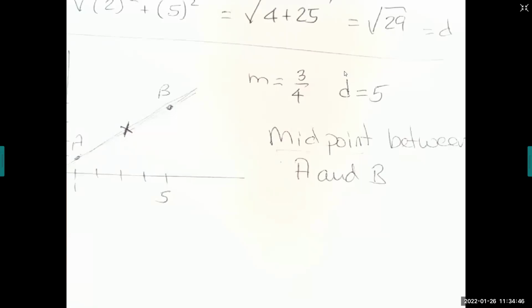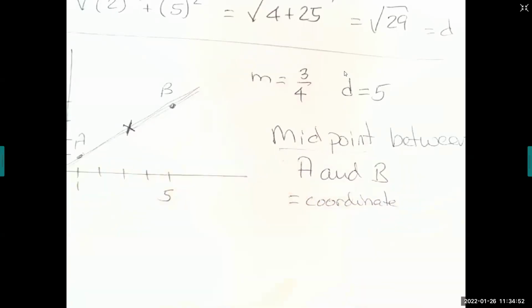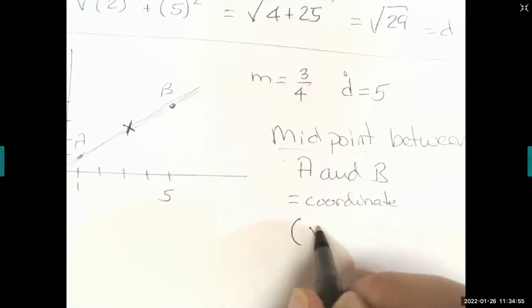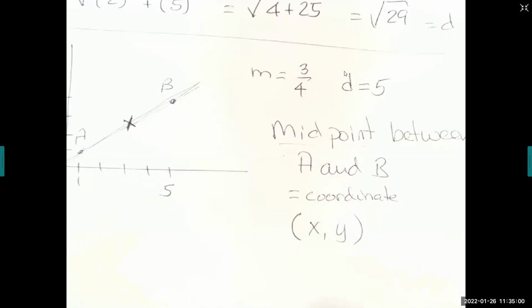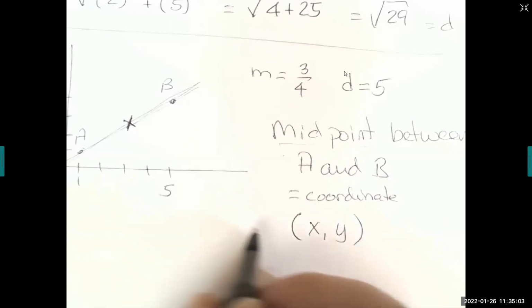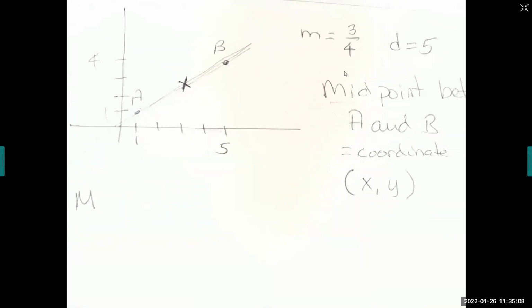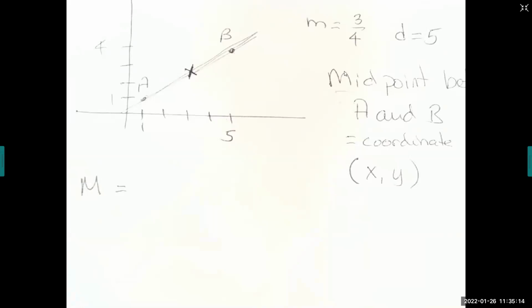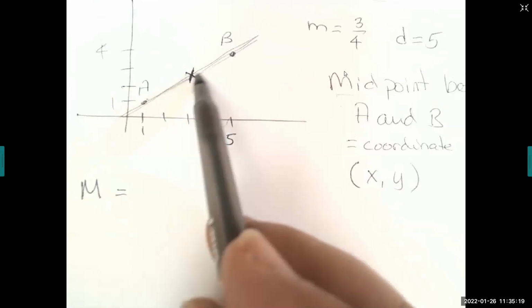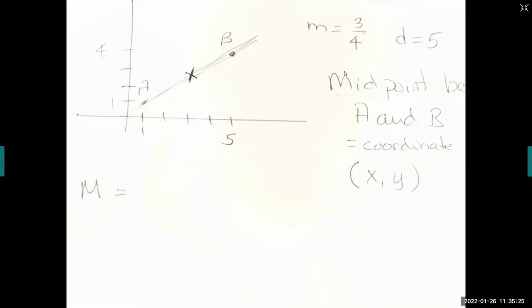So what we're looking for, it's a coordinate. It has to be an X and a Y location. That's the midpoint. The letter we use for midpoint is the capital M. We use capital M for midpoint. Now, how do you think we're going to find this? If we want to find the point that's halfway between point A and point B, how does that relate to our X and Y directions?